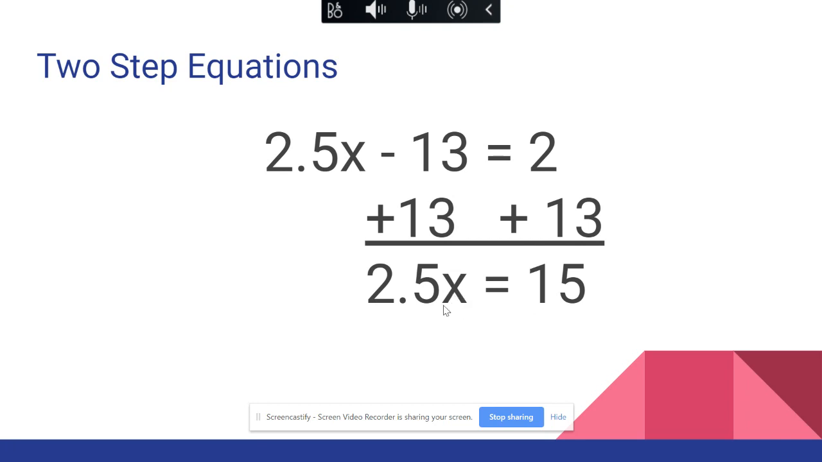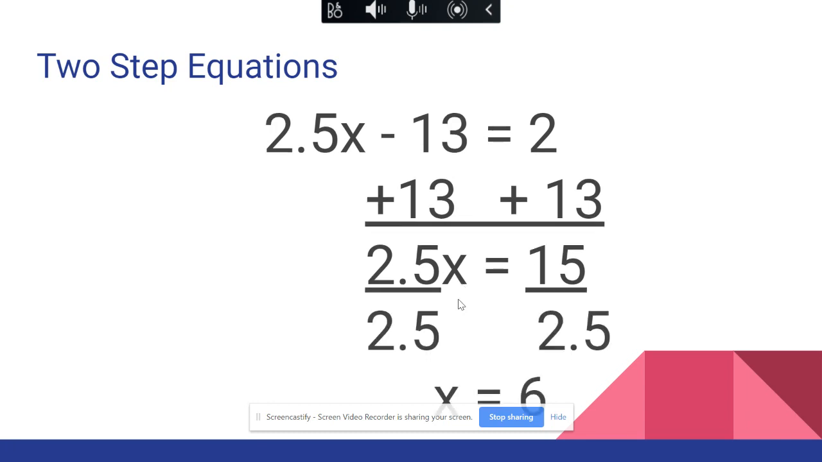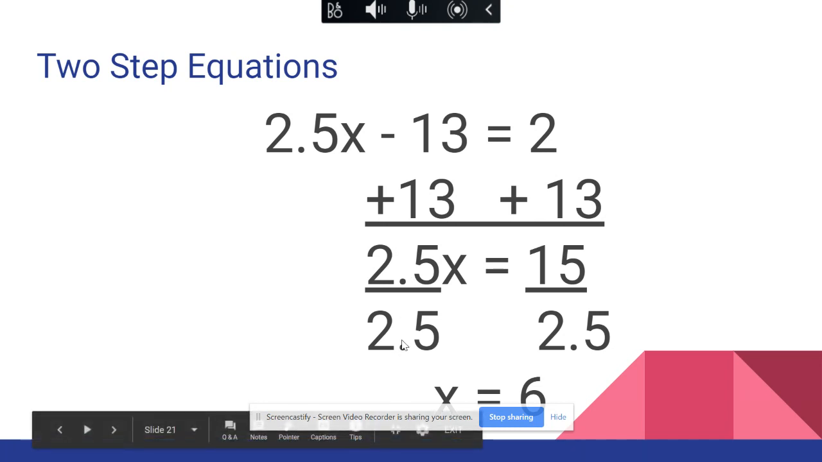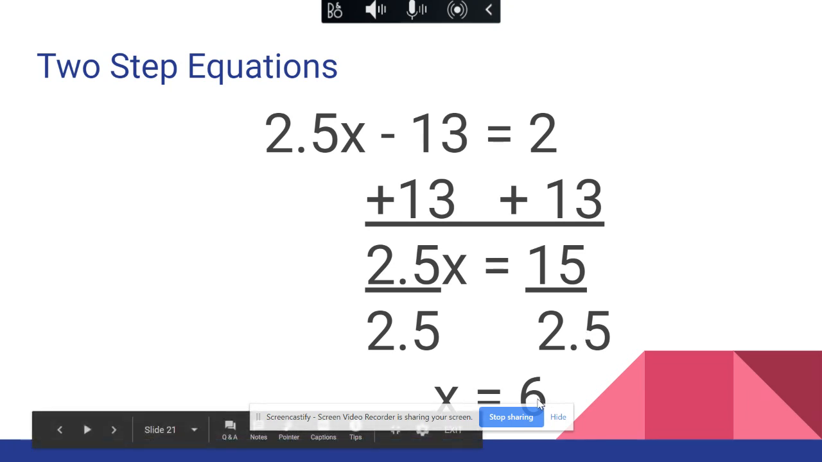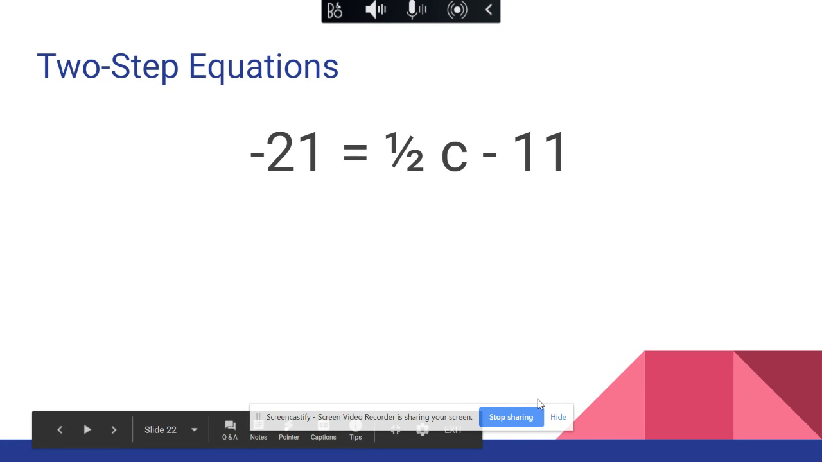Now I still have my x. I had to multiply 2.5 times x. Opposite of multiply is divide. Divide both sides by 2.5. 2.5 divided by 2.5 is 1. Divide by the same number, it's always 1. 1x is the same as x. 15 divided by 2.5, using long division or your handy dandy calculator, you get 6. So x equals 6.